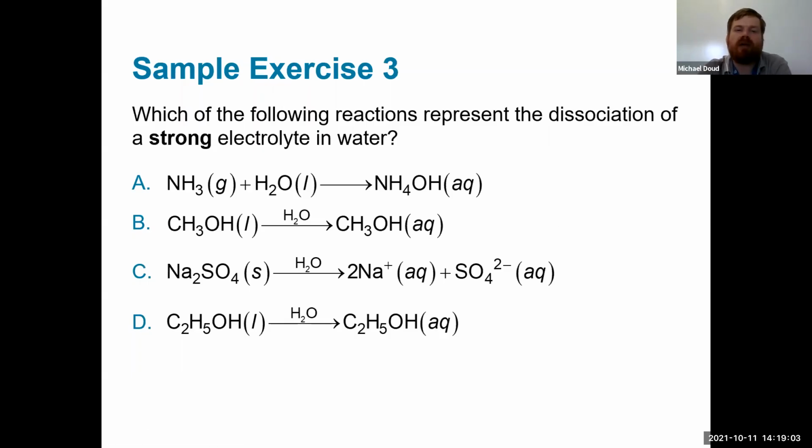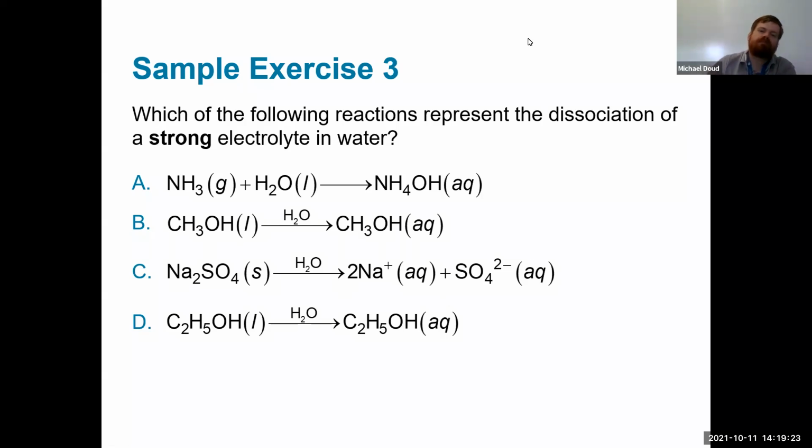Okay, here we go. Which of the following reactions represent the dissociation of a strong electrolyte in water? So take a look through here. Do any of these look like they represent a dissociation of a strong electrolyte? And does it work with what you already know about electrolytes? Go ahead and pause the video.